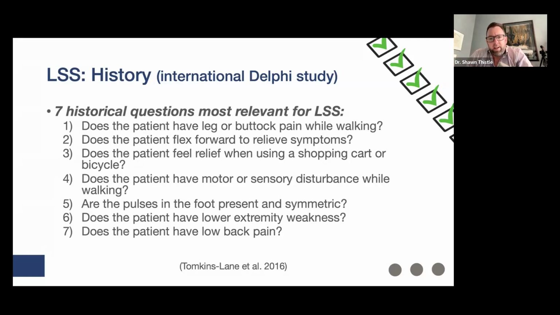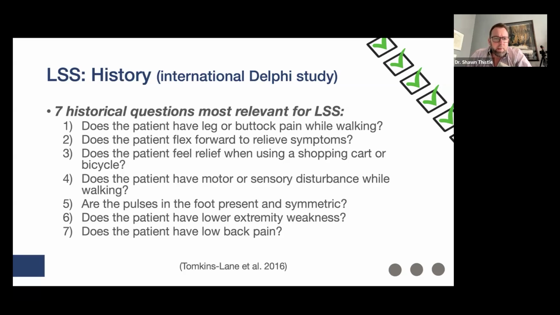So they came up with 7 historical questions that were determined by a world panel of experts to be most relevant for lumbar spinal stenosis. And these are things we've already touched upon. Do you have leg or buttock pain while walking? Do you flex forward or lean on something forwards to relieve your symptoms? Do you feel relief when using a shopping cart or being on a bicycle?